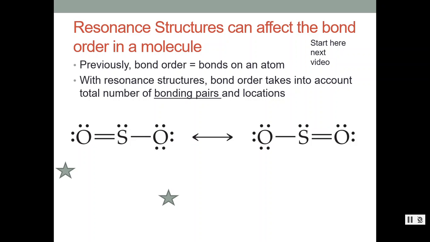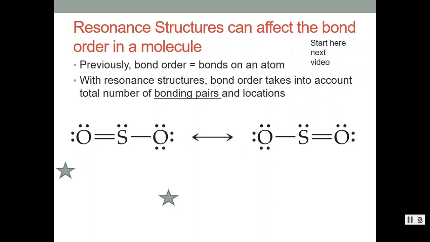So in this video, we are going to introduce the concept of bond order with respect to resonance structures. If you remember from the previous video, we said resonance structures are those Lewis dot structures that can be written that are equivalent for the same molecule. The example we gave in the previous video was sulfur dioxide. Using those rules for Lewis dot structures, we were able to write two possible Lewis dot structures.